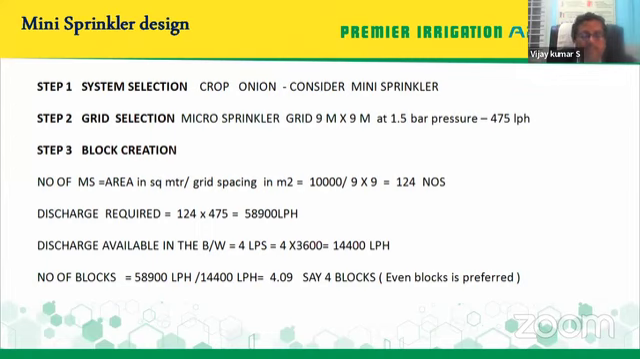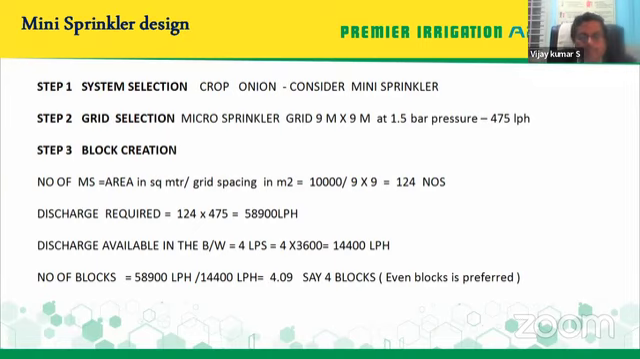So this is the amount of water that is required if I want to operate all the 124 mini sprinklers. But what is the water that is available in my bore well? I have only 4 liters per second. That is 4 multiplied by 3,600 gives me 14,400 liters per hour. In other words, I have to create blocks. So how many blocks do I need to create? The total discharge required divided by the discharge that is available in the borewell. So 58,900 divided by 14,400, you get roughly 4.09. I'm taking it as 4 blocks.